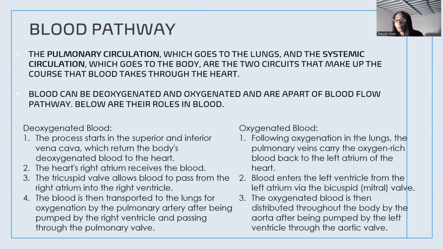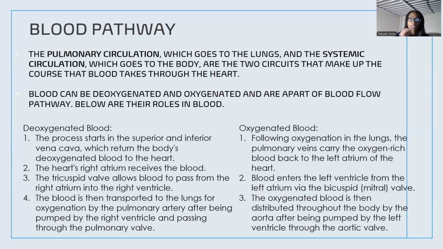So here below are the roles in blood. So we have the deoxygenated blood. This process starts in the superior and inferior vena cava, which returns the body's deoxygenated blood to the heart. So that's where it begins. It's a long tube, which is the inferior vena cava. And then the heart's right atrium receives the blood. In the next slide, I'll show a diagram with the right atrium.